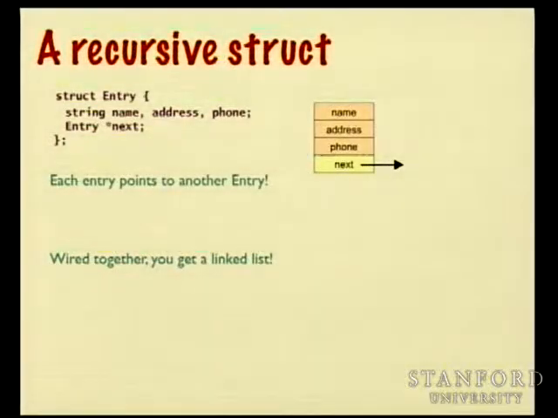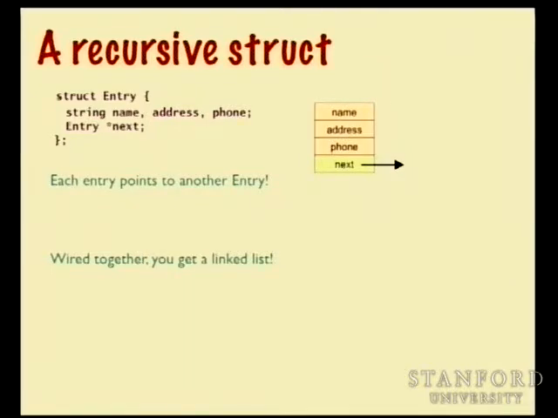Think about managing an address book. I've got a name, an address, and a phone for each of the people I want to manage. I could certainly put these entries together in a vector and have a vector of all the people in my address book. I'm going to choose a different way to organize this by making this structure have an additional field, a pointer to another entry.